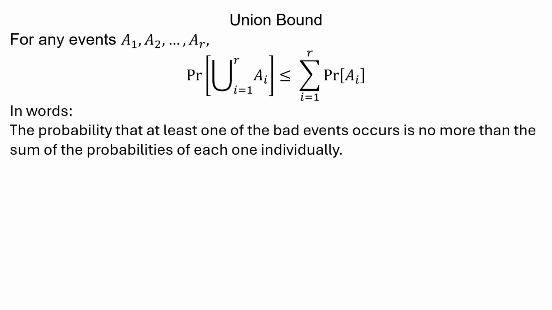Reminder for the union bound. For any events A1 to Ar, the probability of the union of the Ai is less than or equal to the sum of the probabilities of each event. So, the probability that at least one of the bad events occurs is no more than the sum of the probabilities of each one individually.